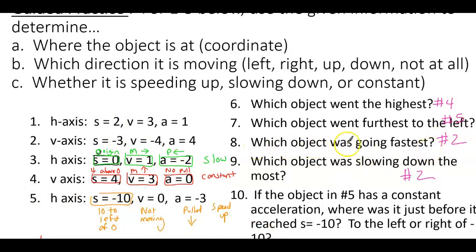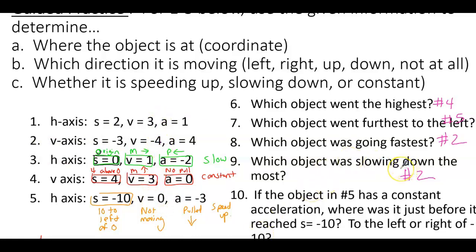Next, we have number 2. Which object was going the fastest? So for that, we just want to look at velocity. But you take the absolute value of it because fast is speed. So which one of these has the greatest absolute valued velocity? And the answer to that would be number 2. Number 2 has the fastest velocity. The absolute value of -4 is 4, and that's bigger than any of the other absolute values there. So the answer to that one would be number 2.